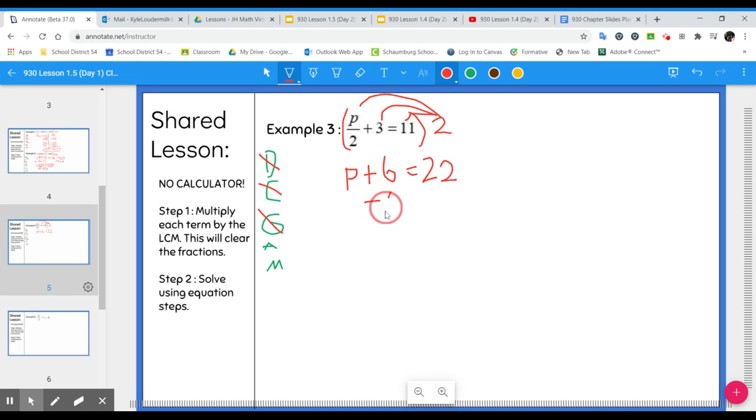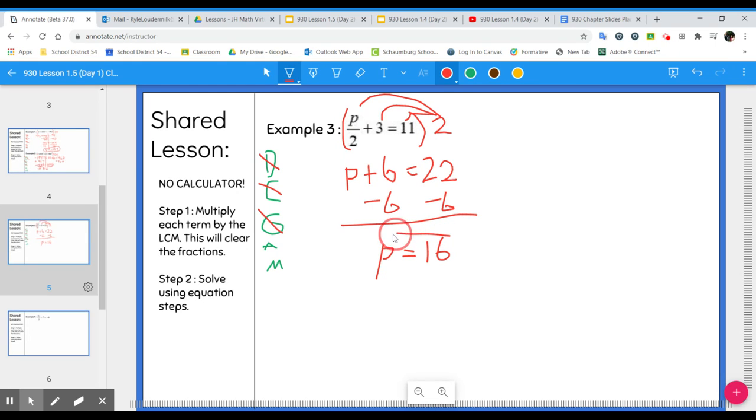So I subtract 6 from both sides, and I get P equals 16. And that's my final answer. I could easily check that. 16 divided by 2 is 8. 8 plus 3 is 11.